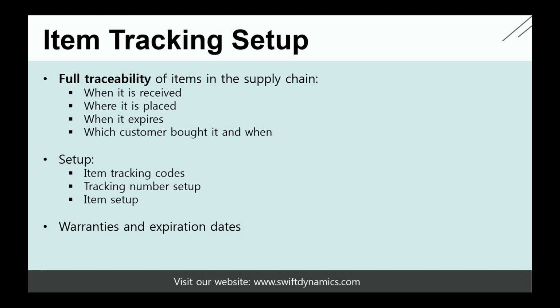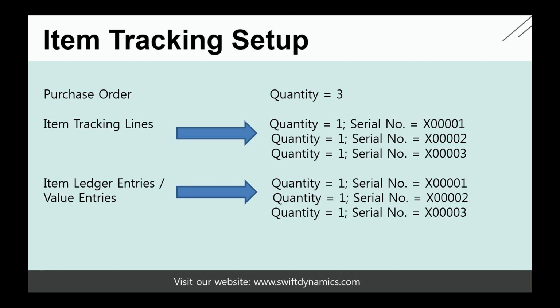Later on, we will see that in the process of setting up, we will have to define item tracking codes, set up a number series that we can use to assign serial and lot numbers, and item setup. We can also use warranties and expiration dates. Warranties are especially useful for items such as electronic equipment like computers, while expiration dates are typically used for food and medicine. Now let's look at the concept of item tracking.